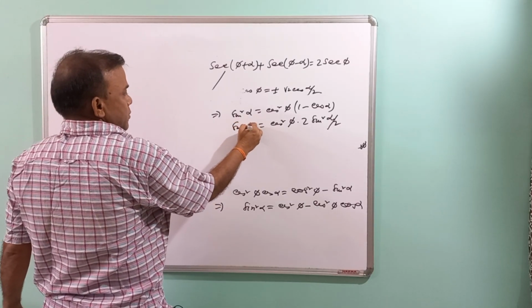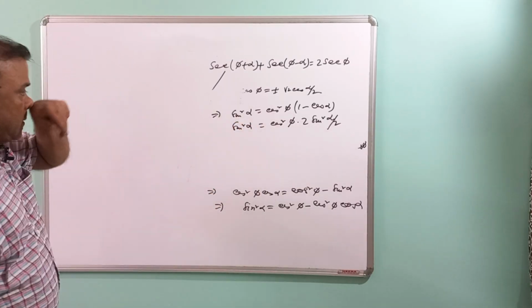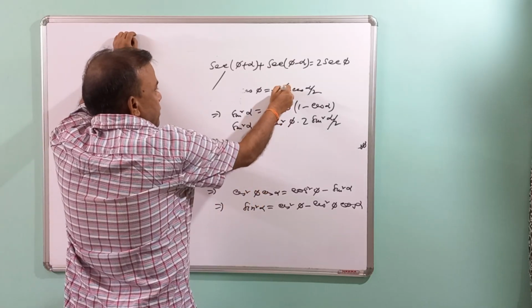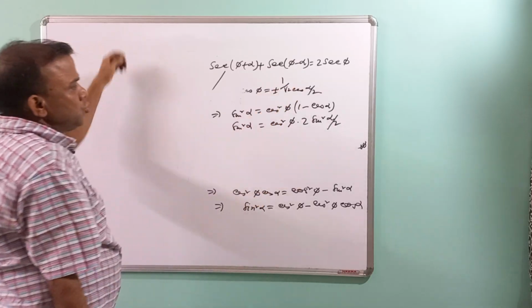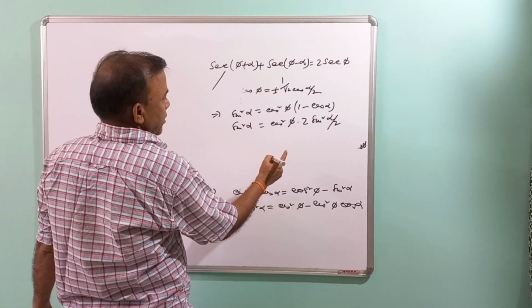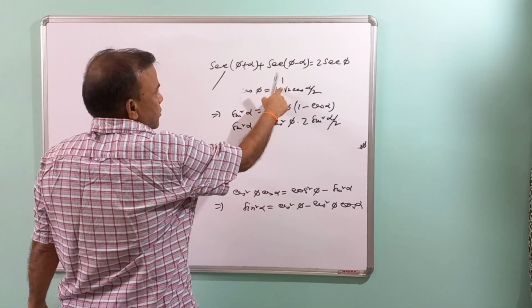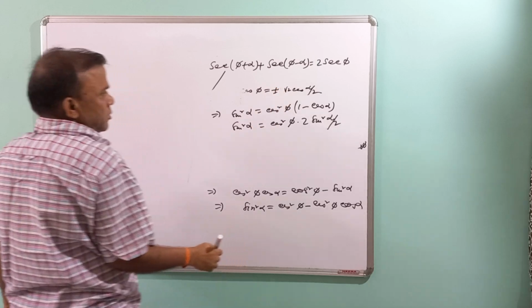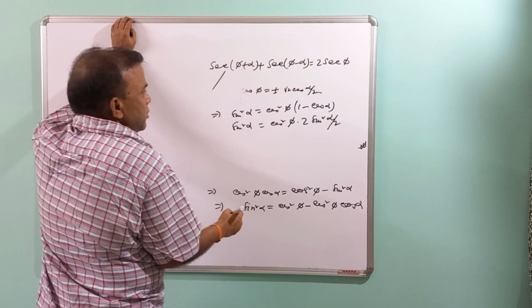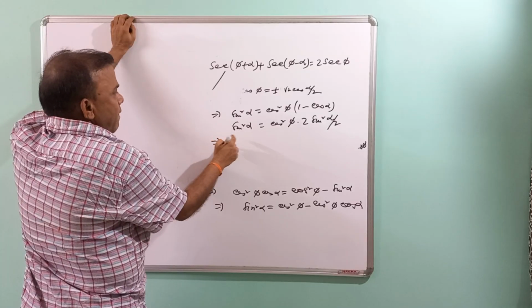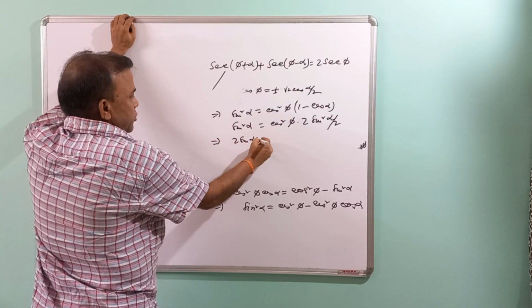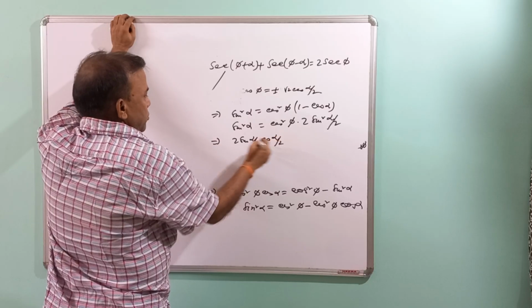Therefore, sin alpha means 2 sin alpha by 2 into cos alpha by 2.